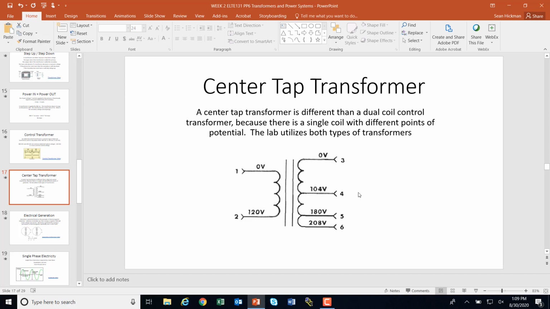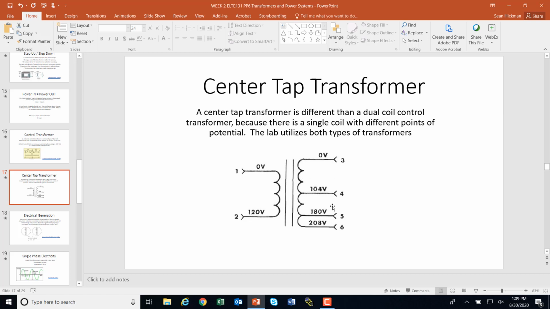The way that we're using it, let's say 208 is what we have for three-phase. Pretty simple, we would run 3 to the hot, to the neutral, and we would run 6 to the hot. Then it passes through this entire coil and is made to step it down to 120. And here at 1 and 2, we have our control voltage.